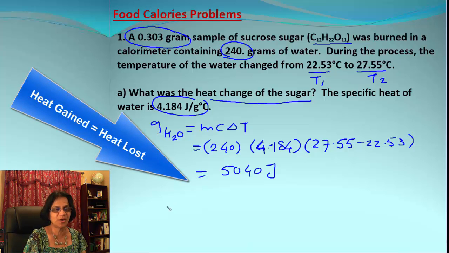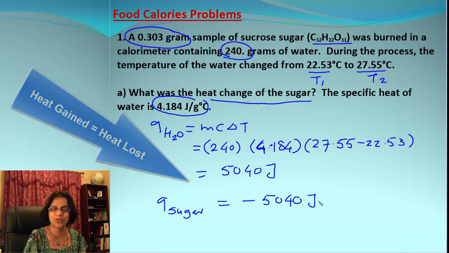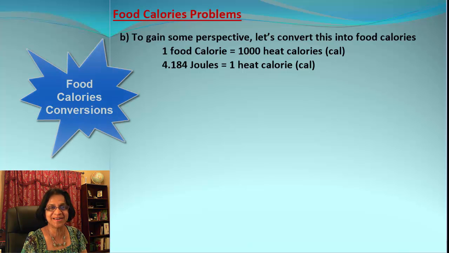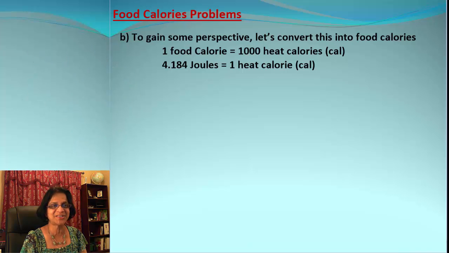So sugar will be the one losing that heat. So Q for sugar will be exactly the same value except with the opposite sign. It's negative 5040 joules. Alright, we got the heat generated by burning sugar. Now our next job is to calculate food calories. So let's work on that calculation.